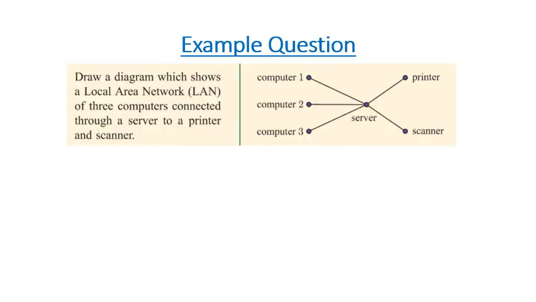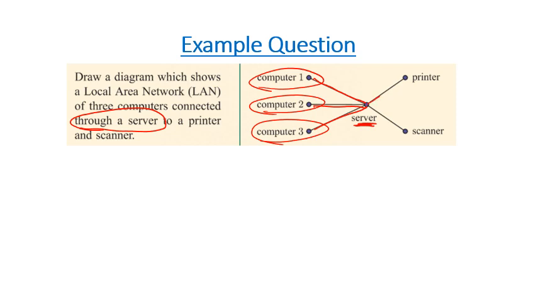So here's an example question that you might have to answer. It says, draw a diagram which shows the local area network of 3 computers connected through a server to a printer and scanner. Well, you can see the example. We've got our computer 1, computer 2, and computer 3 all separate, but they are all connected to the same node, which happens to be the server. And then once it goes through the server, because it says through a server to a printer and a scanner, we can go either way here and here, and there's our diagram of our network.